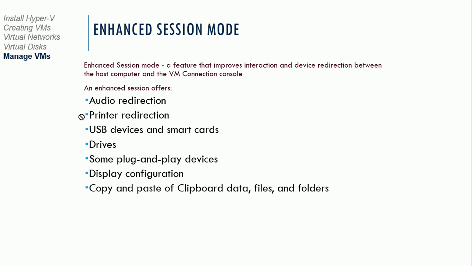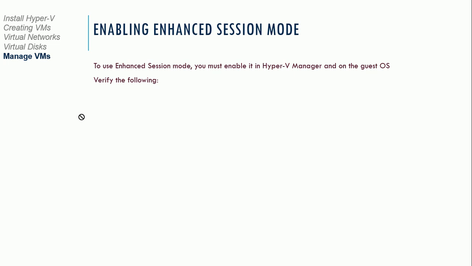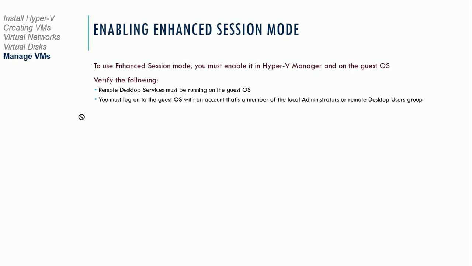So if you're going to be using a virtual machine from the console, it's generally a good idea to install the enhanced session mode. It certainly makes things a bit easier. So to use enhanced session mode, you have to enable it in Hyper-V Manager and in the guest operating system. So you have to verify that Remote Desktop Services must be running on the guest OS. You must log on to the guest OS with an account that's a member of the local administrators or Remote Desktop Users group in order to use the enhanced session mode.